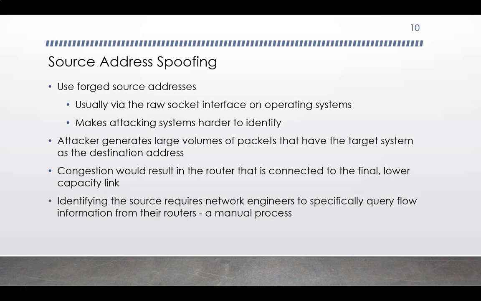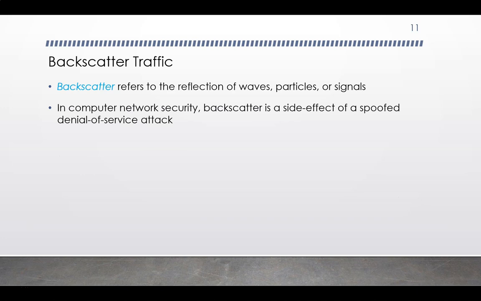Because spoofed addresses are being used, the packets themselves do not reveal the identity of the sender. To identify the true source of these packets requires network engineers to specifically query flow information from their routers. This is a manual process which takes considerable time. Backscatter refers to the reflection of waves, particles, or signals. In computer network security, backscatter is a side effect of a spoofed denial of service attack.